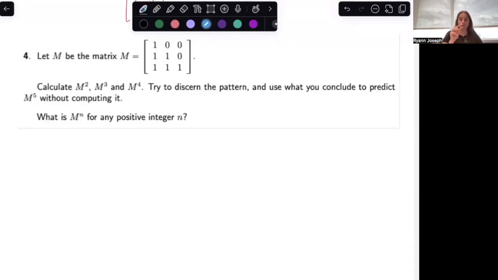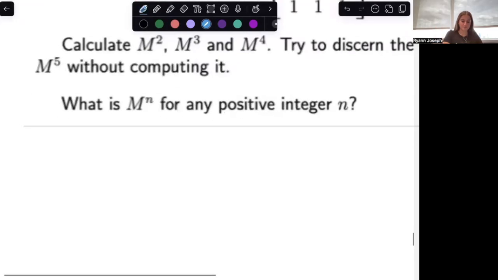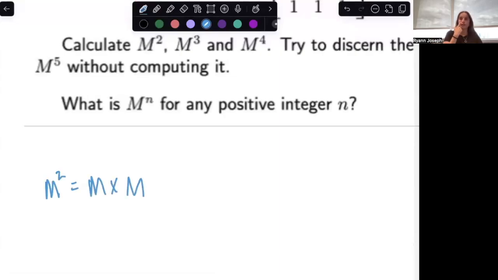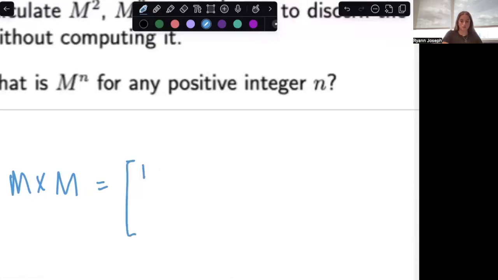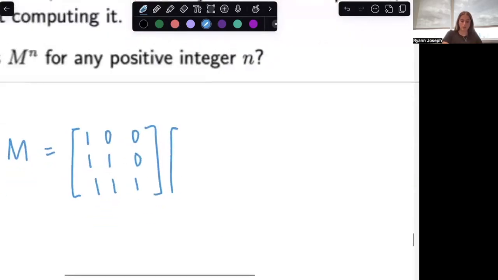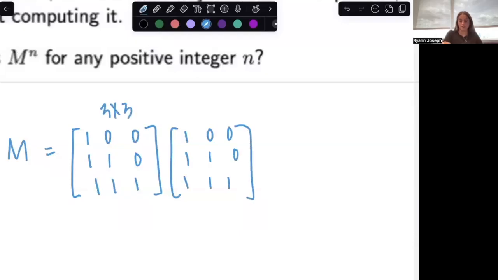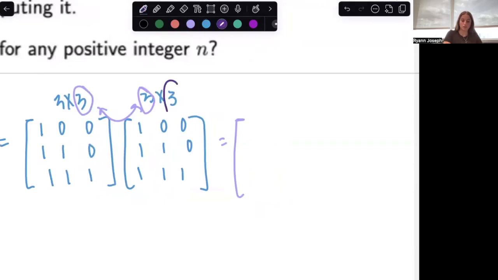All right, so I will compute M squared out. M squared is just M times M. Obviously, any matrix times itself, when it's square, is going to exist. So I've got 1, 0, 0, 1, 1, 0, 0, 0, 1. Oh, no. 1, 1. That's what it looks like. I'm going to multiply it by itself. This is a 3 by 3. This is a 3 by 3. These match. And then the result is also going to be a 3 by 3.